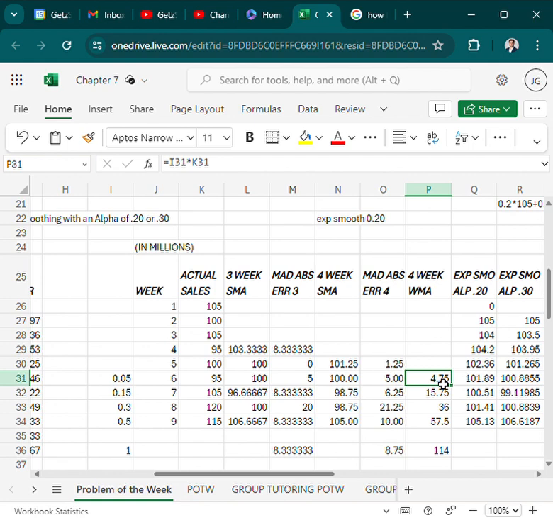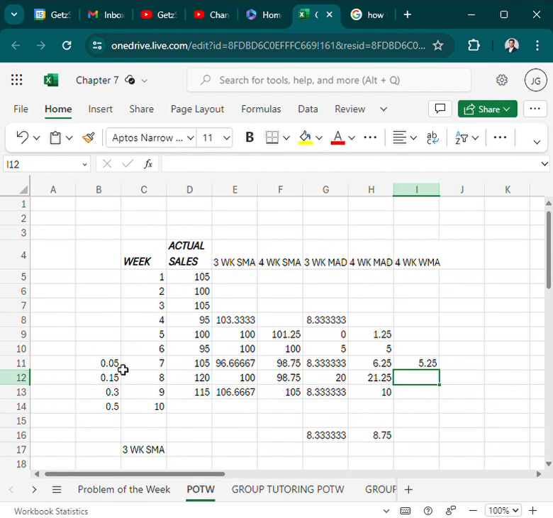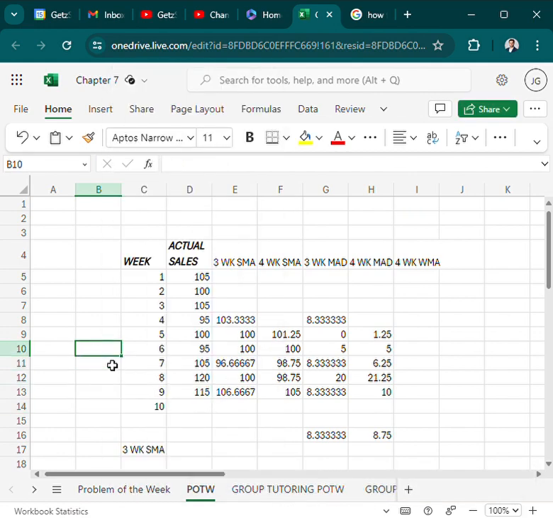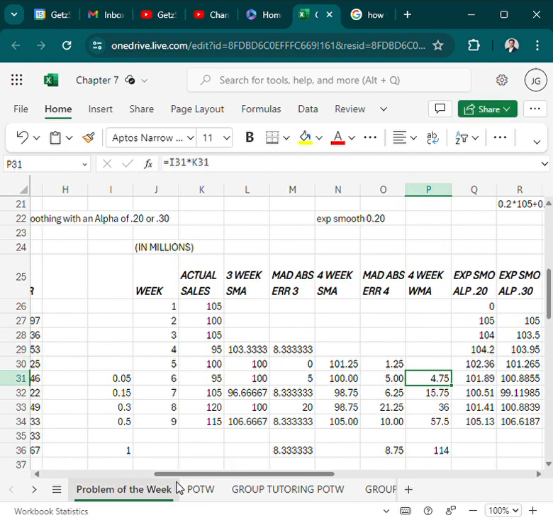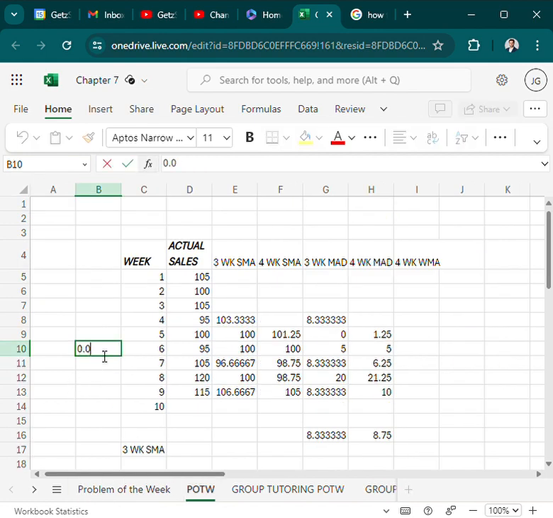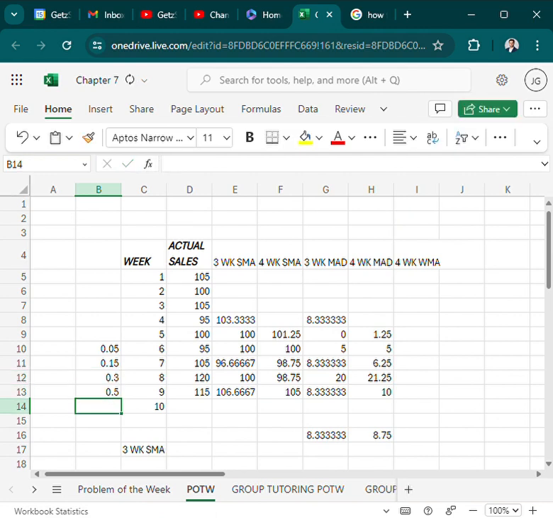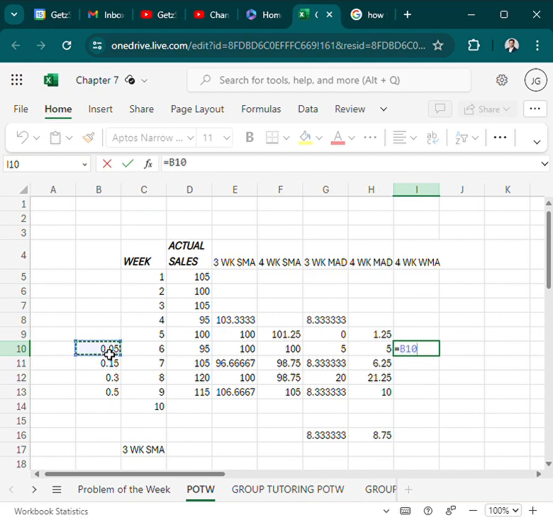In order to get this, this was 95, so we need to go back a little bit. You don't want to do it with week 10. That's a common mistake that will happen. So let's make sure we set this up properly. Put in the weights here: 0.05, 0.15, 0.3, and 0.5. And then we can do it now. Let's do 0.05 times 95.